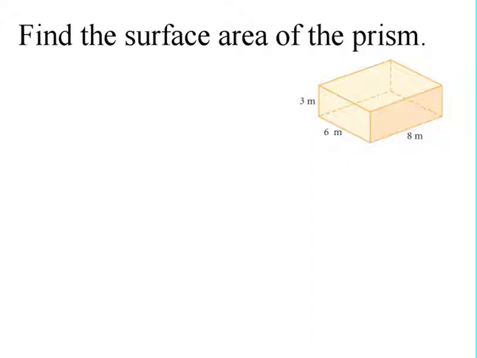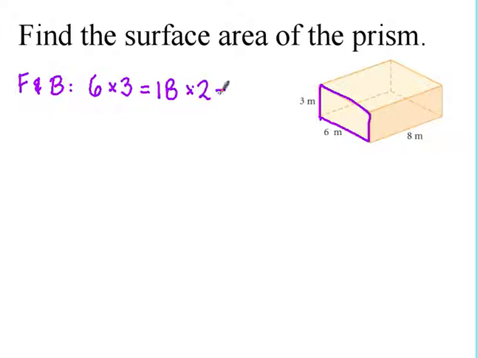So I'm going to refer to the front as this right here. I'm going to start with front and back. What is the shape of the front and the back? A rectangle. So what would the area of one of those rectangles be? 6 times 3, which is 18, but I have 2, so I really have an area of 36.